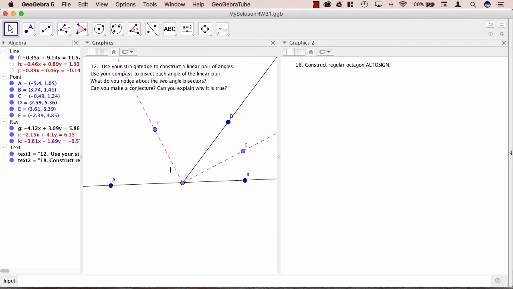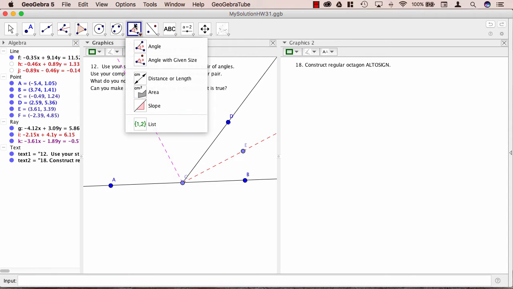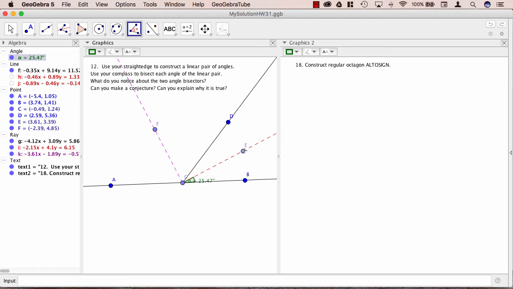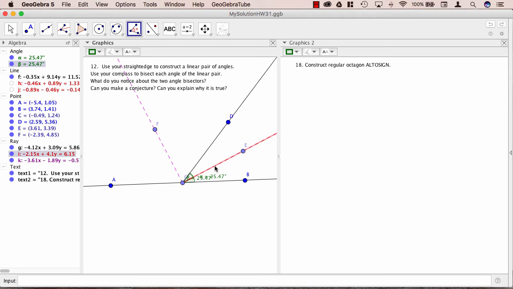You can probably tell right away that if we were to combine this half of the acute angle and this half of the obtuse angle, they would indeed form a 90-degree angle. I'm going to do some measuring now so we can take a look at some numbers. So I'm going to measure some angles here. Angle BCE, it's about 25 degrees. Let's try moving that so it's readable. There we go. And angle ECD is also 25-ish degrees.